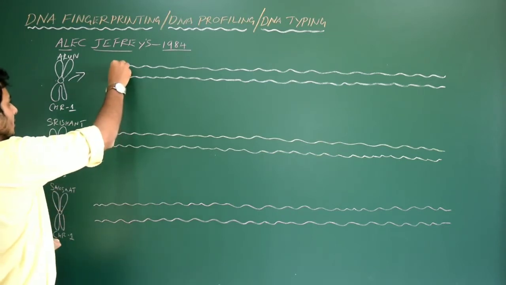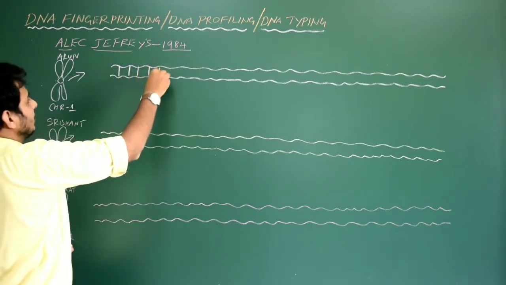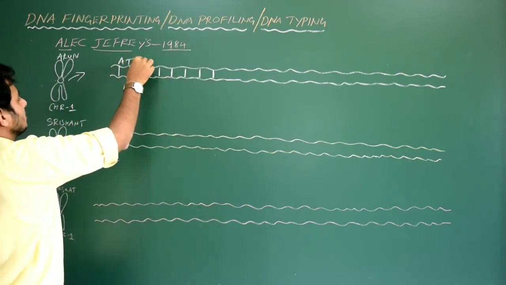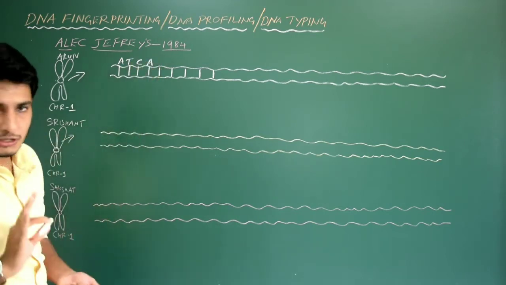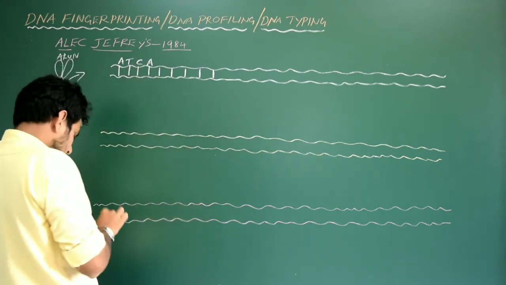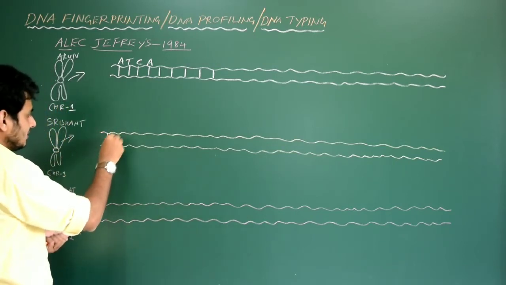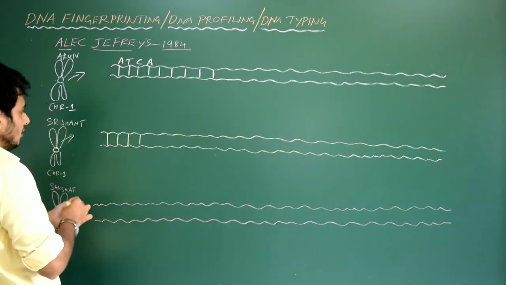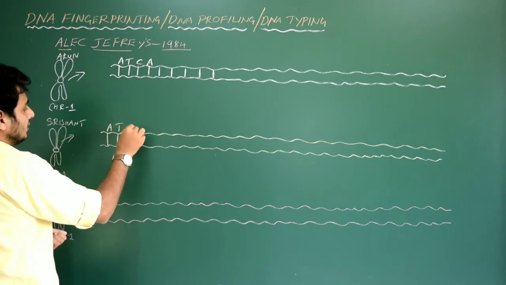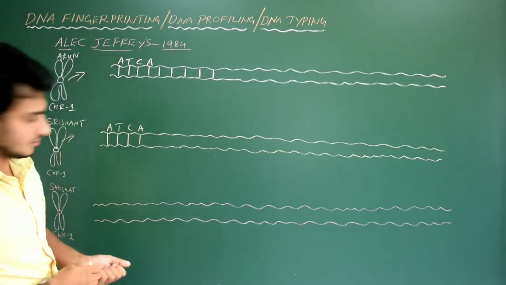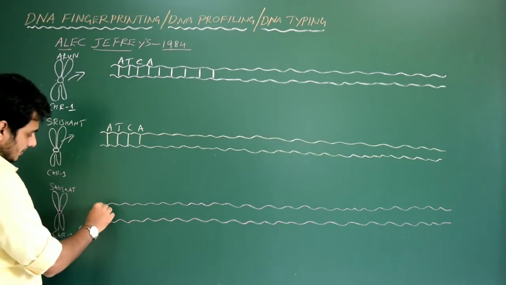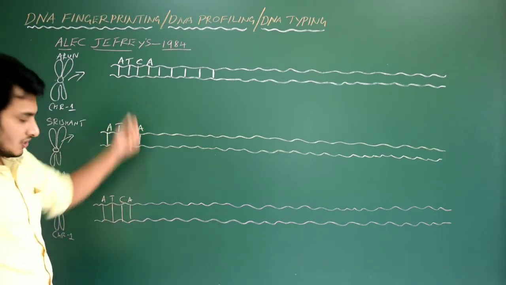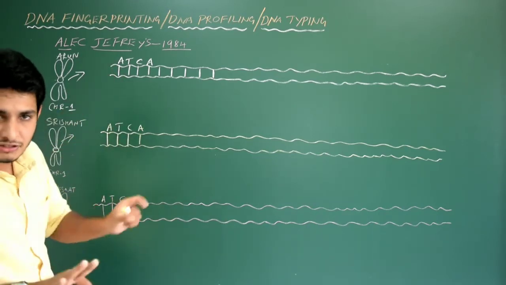Now let me write the nitrogenous bases, the sequence. Let me start with A, T, C, A. And now in Srishant's chromosome number 1 DNA, let me write the first 4 nitrogenous bases in yellow color: A, T, C, A. What is the difference? No differences. Now Sakshat: 1, 2, 3, 4, A, T, C, A. Now these sequences are exactly the same. There is no difference.